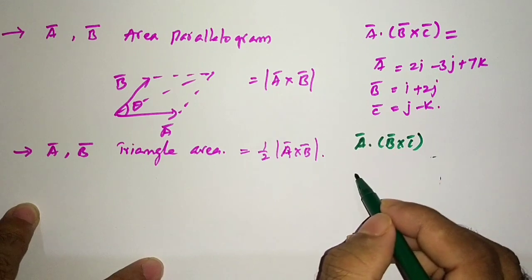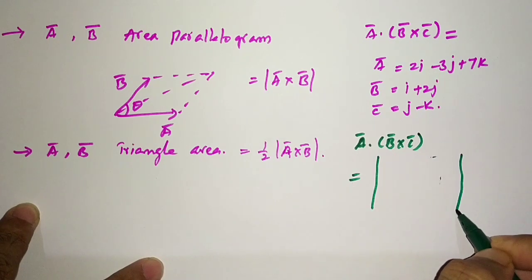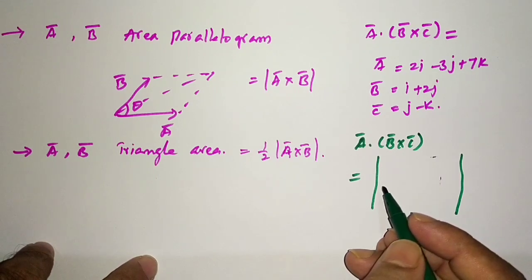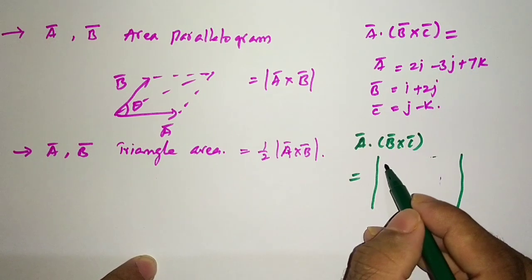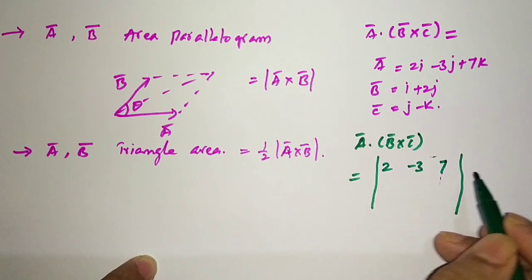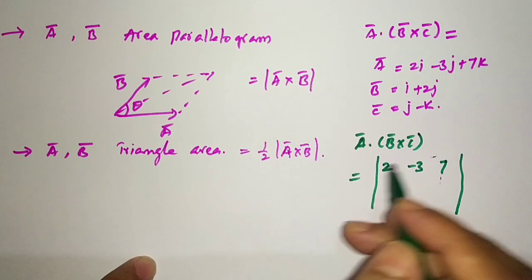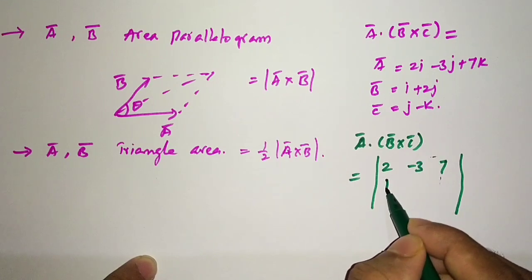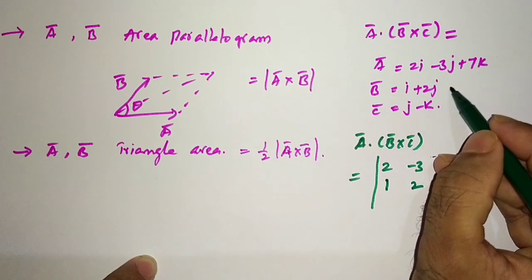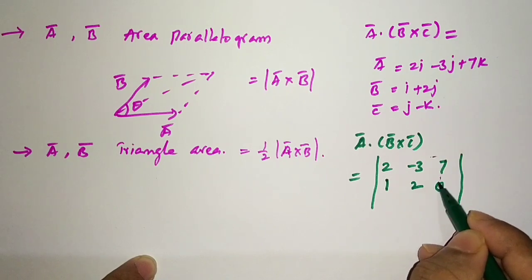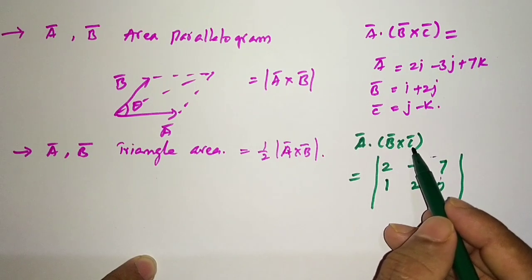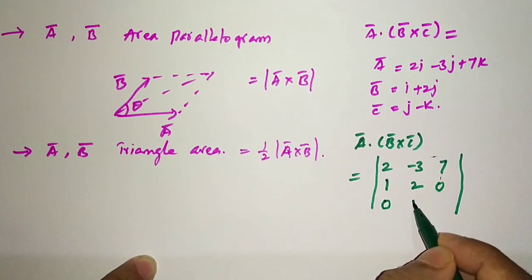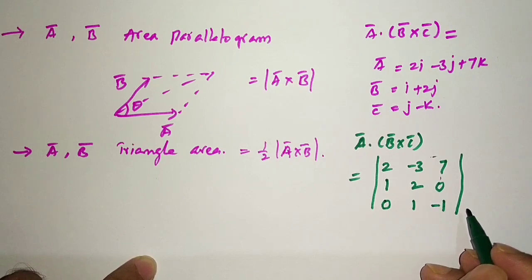How simple? We draw a modulus first. Here, what is the first vector? The first vector is A, so you write the values of A, that is 2, minus 3, 7. Got my point? Right. Next vector is B. The i coefficient is 1, j coefficient 2, k value nothing, so 0. Next vector is C. What are the coefficients? i is 0, j is 1, k is minus 1. Now you calculate, very simple.